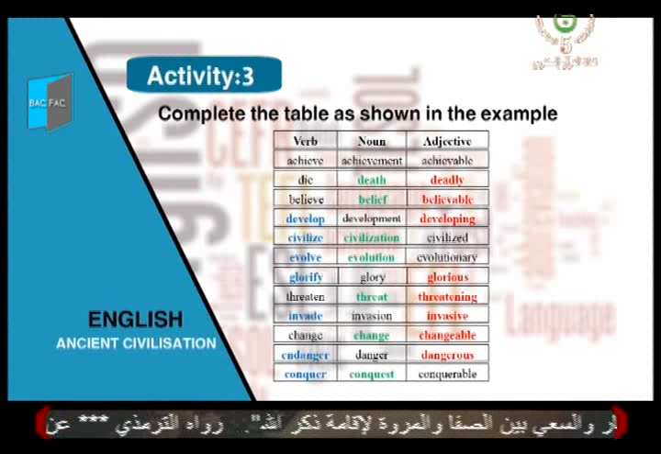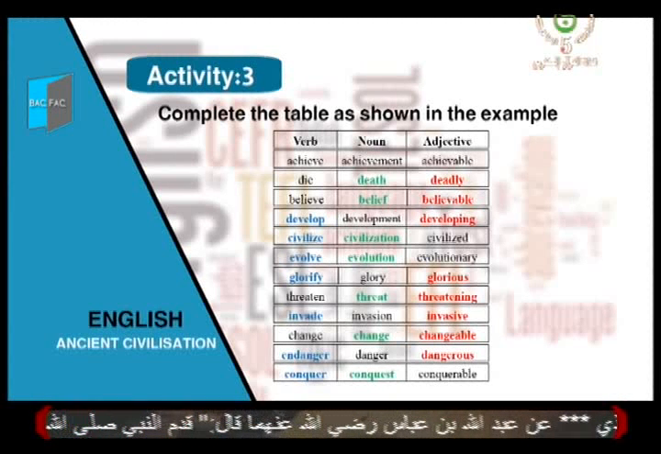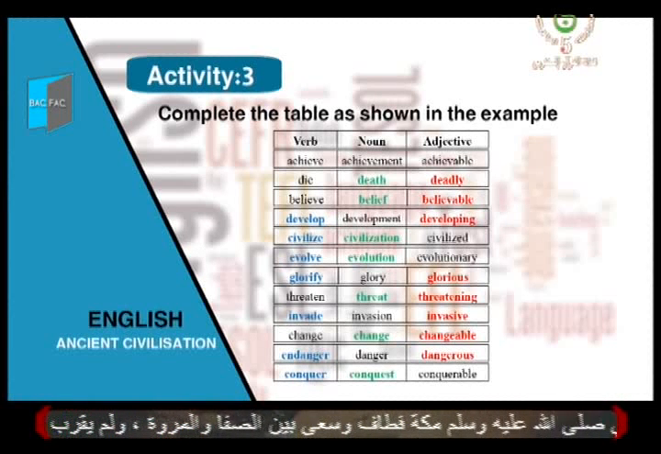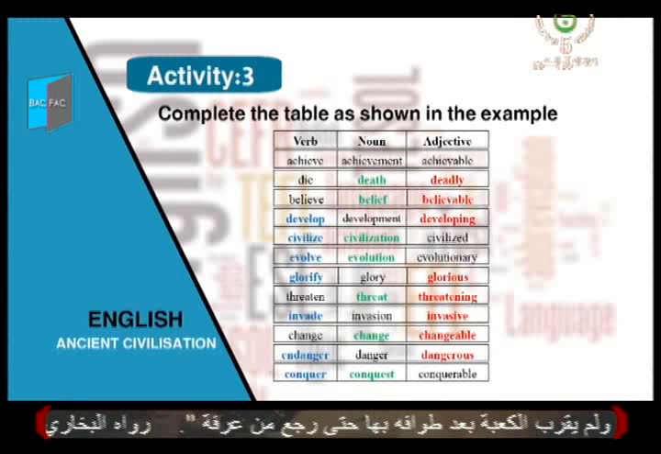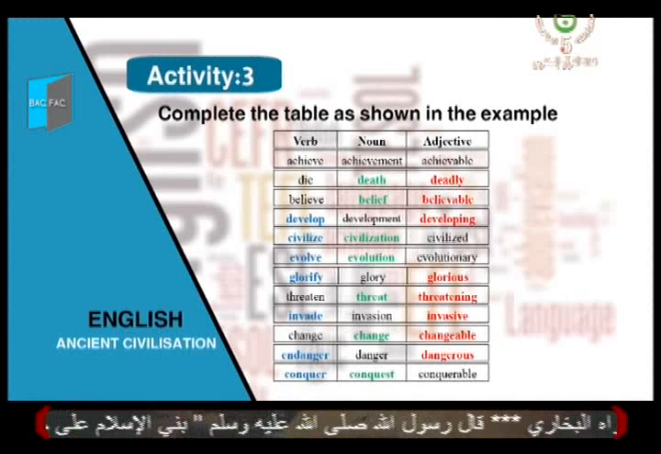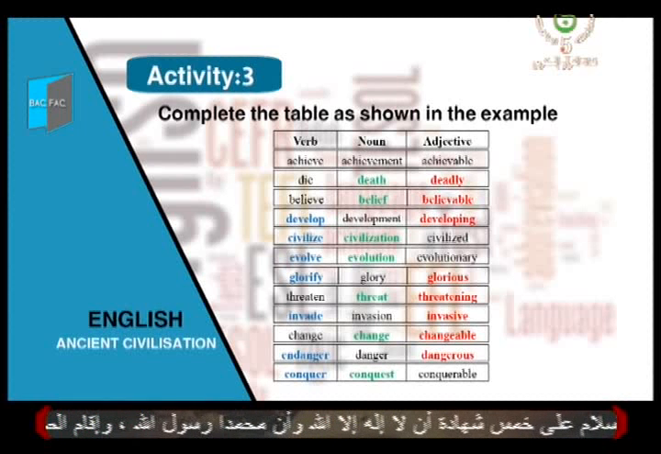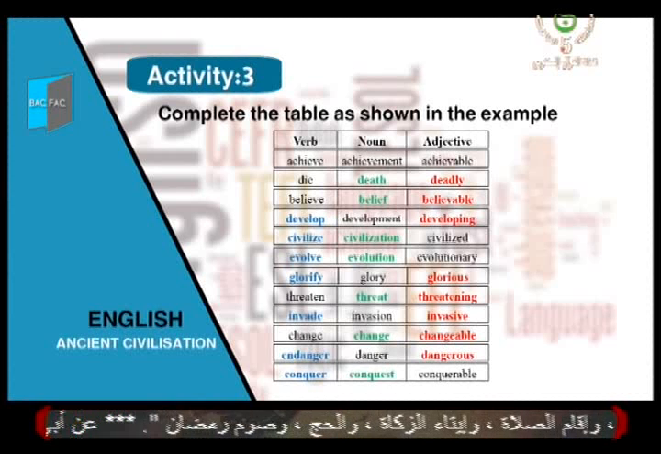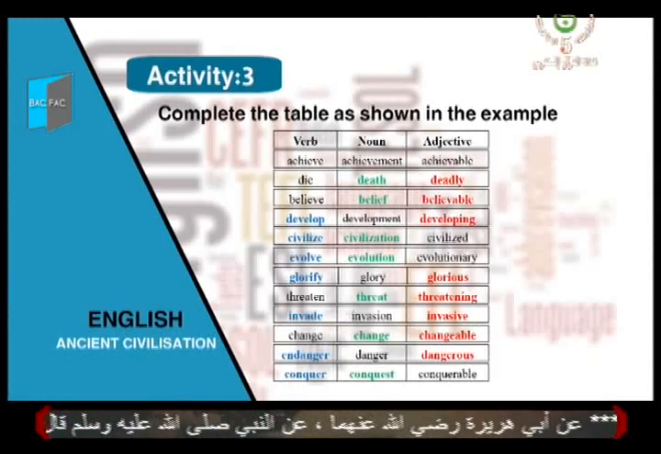Evolve, evolution, evolutionary. Glorify, glory, glorious. Threaten, a threat, and threatening. To invade, invasion, invasive. To change, a change. As you notice, sometimes we have the same verb and noun, and changeable the adjective. To endanger, danger, and dangerous. And the last one, to conquer, a conquest, and conquerable.